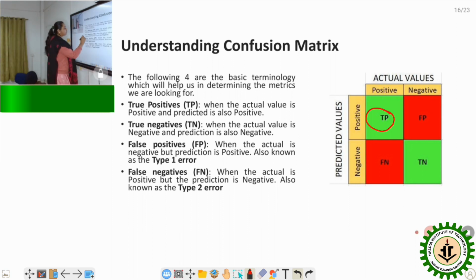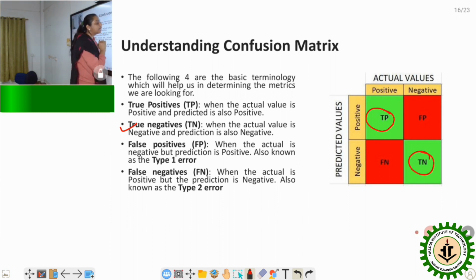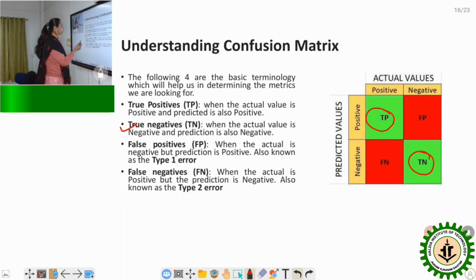Now the second one is the true negative. What do you mean by true negative? When the actual value is negative and the predicted value is also negative. This is the TN. Next we have the false positive. What do you mean by false positive? False positive means when the actual value is negative but the prediction is positive. This is nothing but the false positive.